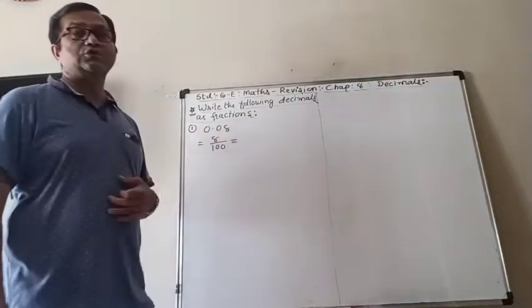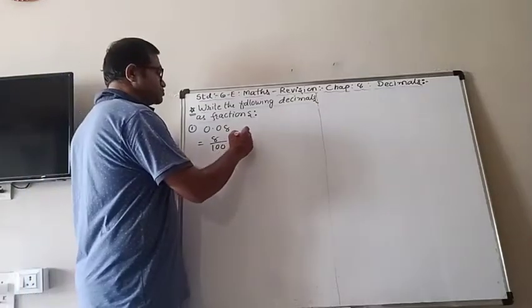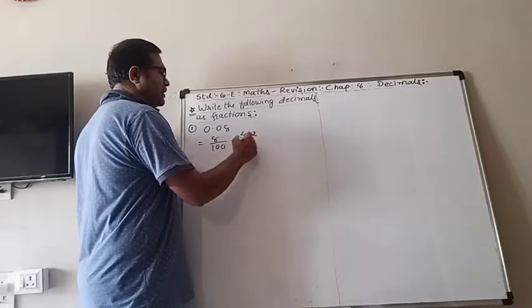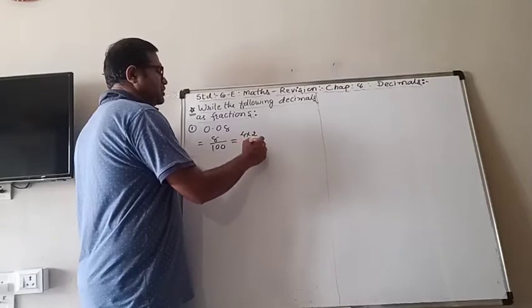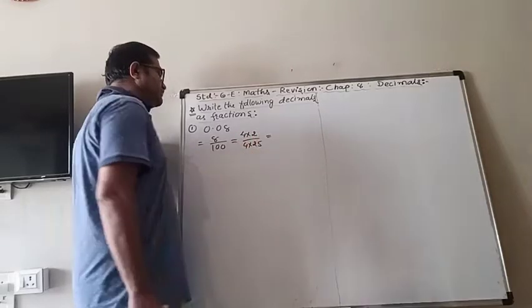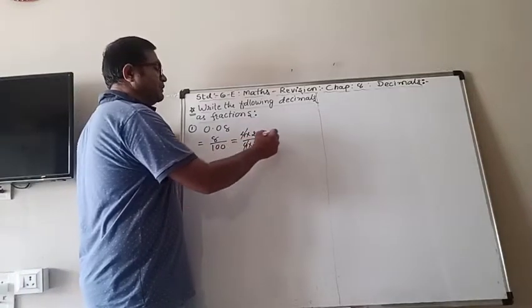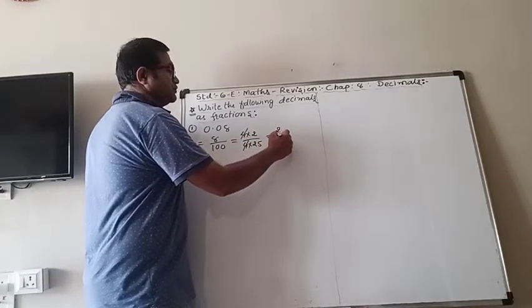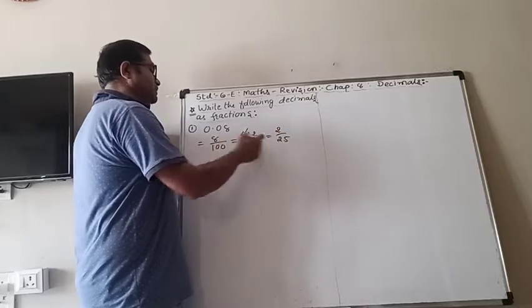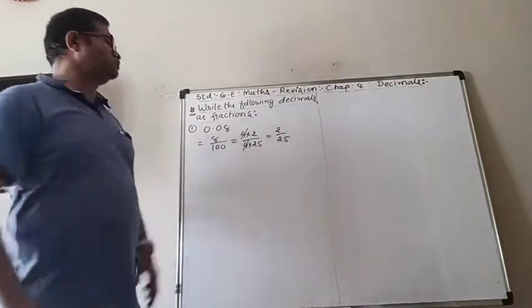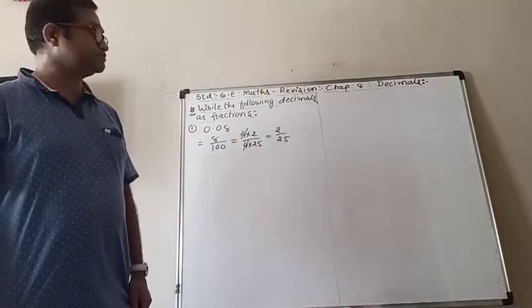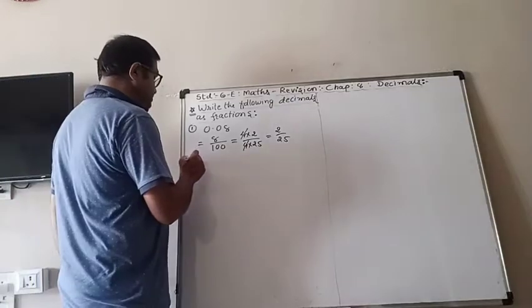Now we have to simplify also. 4 2s are 8 and 4 multiplied by 25 is 100. So now the common factors are cancelled, and that number is written as 2 upon 25 as a fraction. Take the second one.